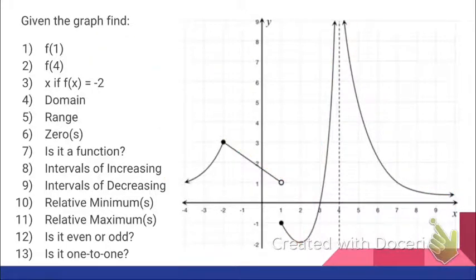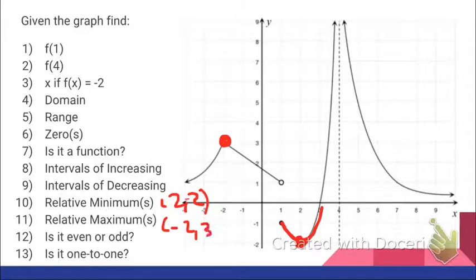Relative minimum, so now we're looking for points. There are little valleys in the graph. So I see one just right here at 2, 2. That would be a relative, well, (2, -2). That'd be a relative minimum. There has to be y values on either side directly next to it that are bigger than at that point. That's the relative minimum. Here would be a relative maximum at (-2, 3), because on either side of that point, those points have y values less than 3. Is this function even or odd?